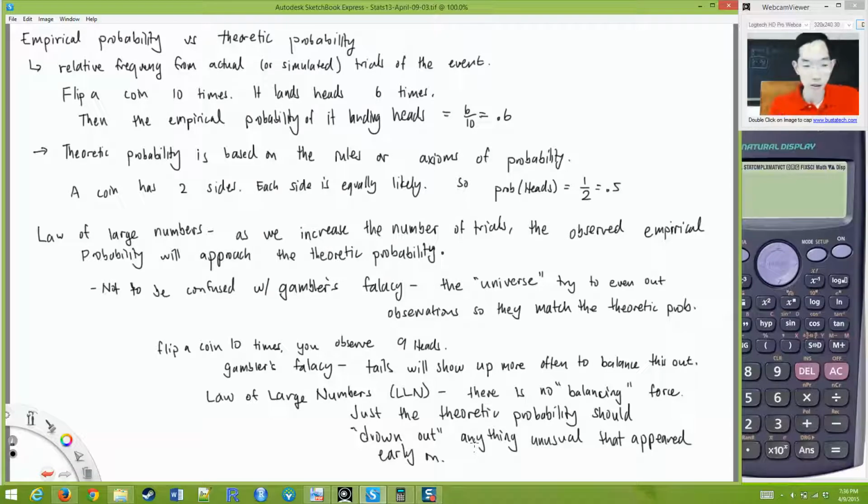So that is the law of large numbers. It is true that as you play more and more, or do more and more coin flips, the relative frequency that you observe should approach 0.5. But it's not that there's anything trying to balance out anything weird that shows up in the beginning. It's just that the theoretic probabilities will drown out anything odd.